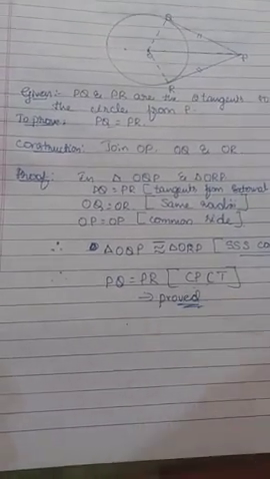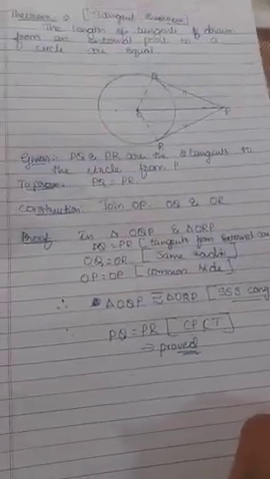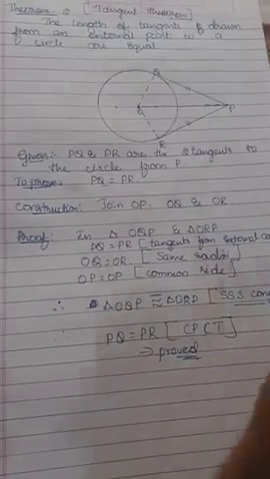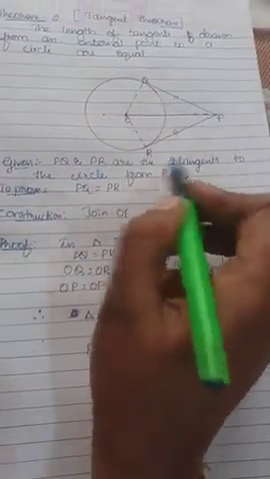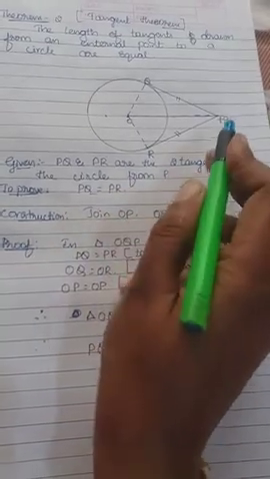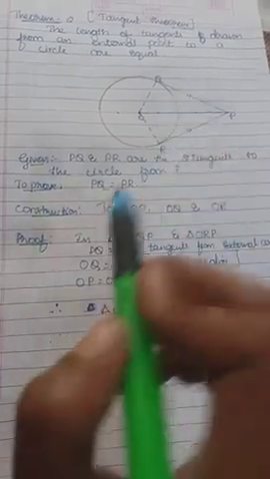Hope you will understand this. Let us recall once again, a very important theorem. This is also called the tangent theorem. Given is PQ and PR are the two tangents to a circle from P. To prove, we want to prove PQ equal to PR.